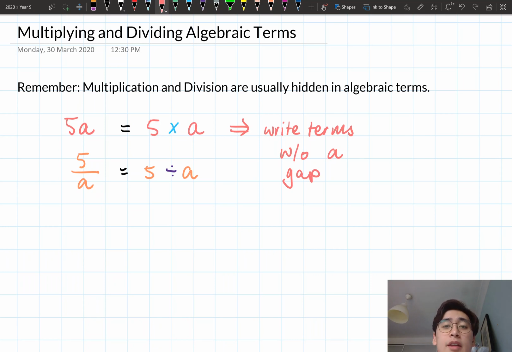And so in these next sections, we're going to go through the steps that are required when we do multiplication and division with algebraic terms. But just to remind you, when we write algebraic terms, multiplication and division are often hidden from our terms. So let's have a go at a couple of examples where we do this. The first thing we're going to do is look at multiplication.